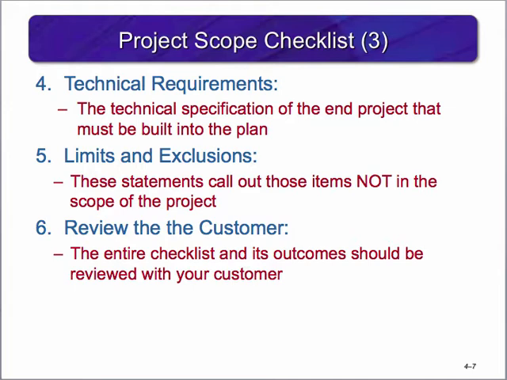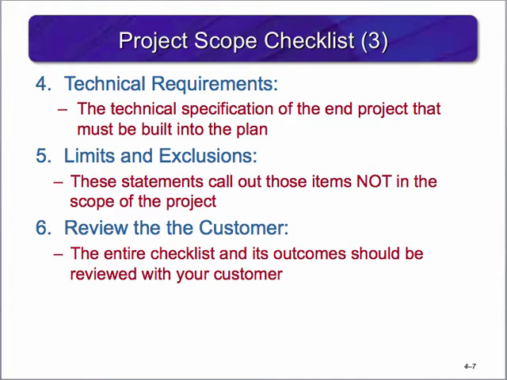You now need to list out the project's limits and exclusions. These are statements calling out those items that are not in the scope of the project. Without these statements, stakeholders can make false assumptions and put unrealistic expectations on the project team. The last step is to review the checklist and your scope statement with your customer. The project manager seeks understanding and agreement from the customer that the scope is correctly stated. The project manager also seeks the customer's confirmation that the schedule, budget, and key accomplishments are accurately defined.